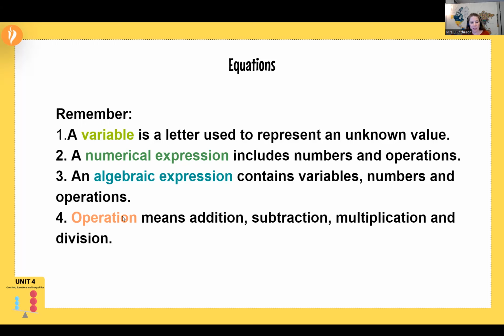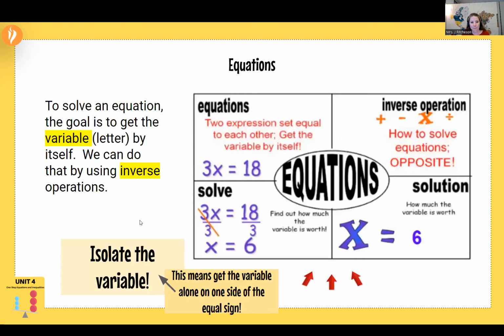And then an operation, there are 4 operations in math, and that means we're either going to add, subtract, multiply, or divide. To solve an equation, the goal is to get the variable on one side of the equal sign by itself. We can do that by using inverse operations. Inverse is another way of saying opposite, okay? So reminder, an equation basically means there are 2 expressions that are set equal to each other. So here we have 3x, 3 times x is equal to 18.